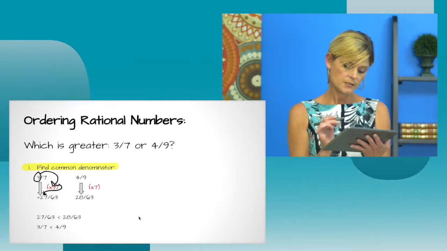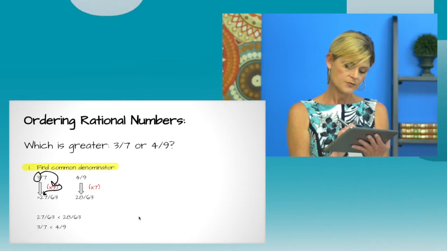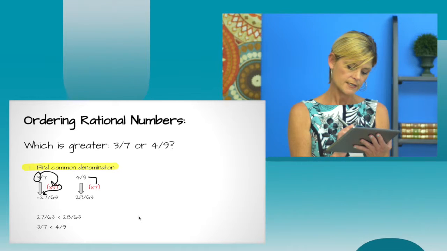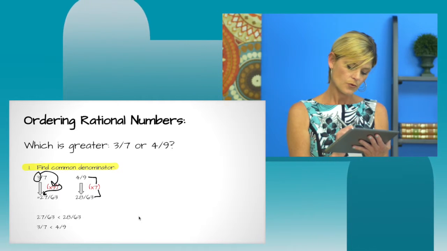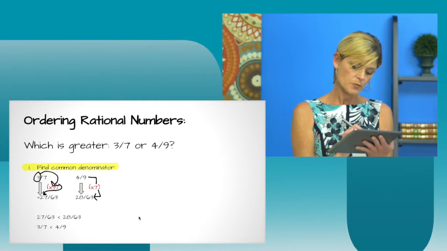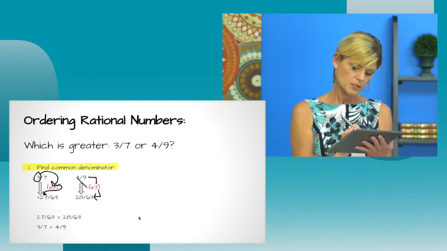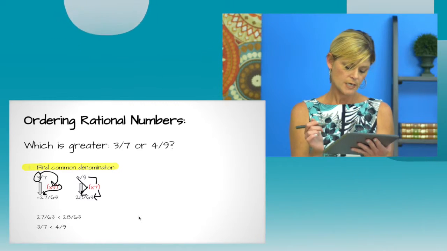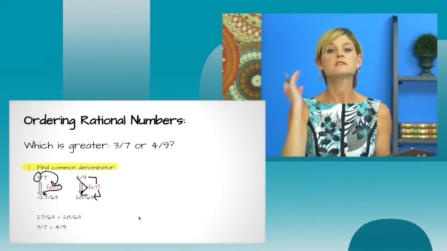3 times 9 is 27. And if we have to multiply 9 by 7 to get to 63, we also have to multiply 4 by 7, which gives us what? 28. So now this problem is just as simple as can be.